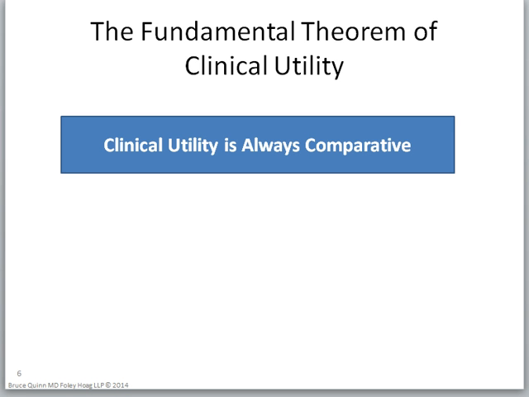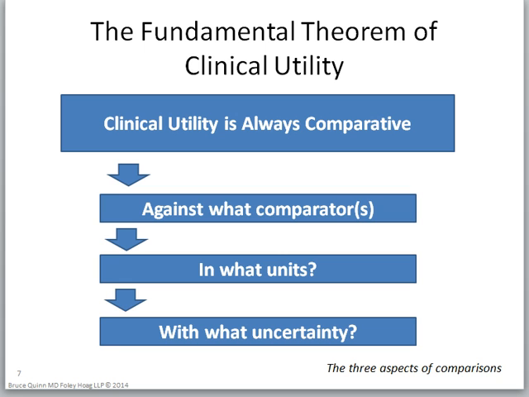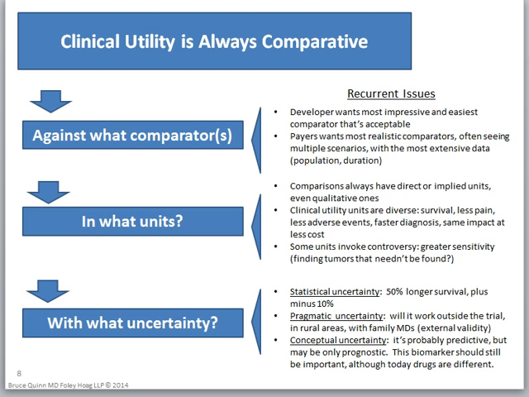The fundamental theorem of clinical utility is that clinical utility is always comparative. If you read articles about clinical utility, they'll mention that somewhere. But we're making this fundamental, and we're saying, what can we unwrap or unpack by using this as a starting point? Comparisons are always against some particular comparator, in some kind of units, even if they're qualitative, and with some uncertainty. These are always the 3 aspects of comparisons.